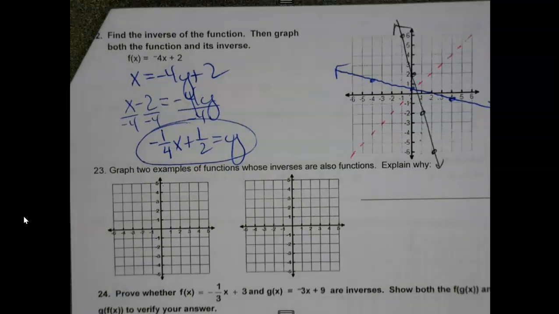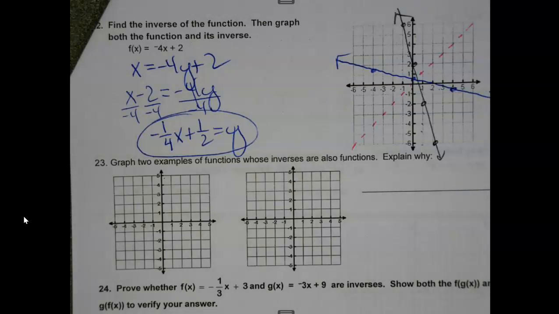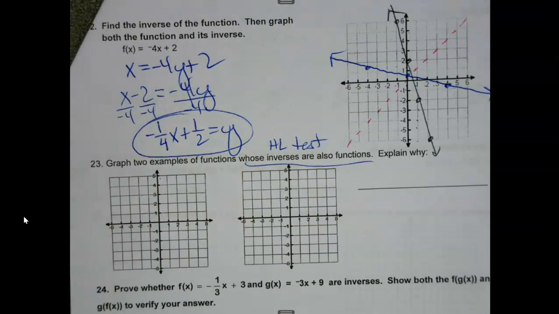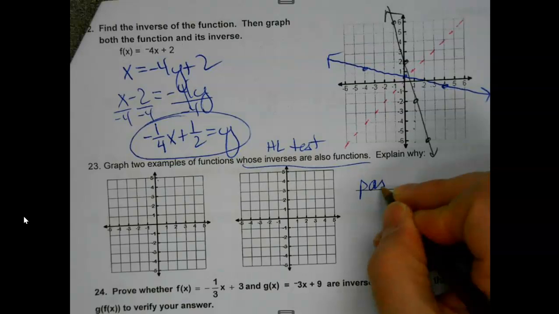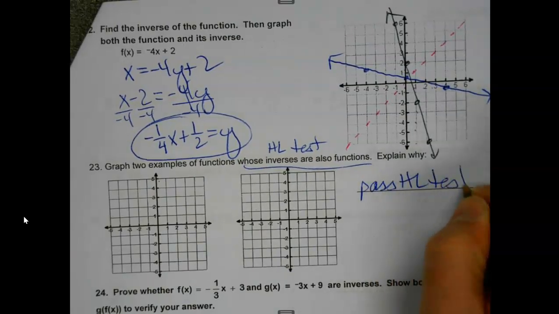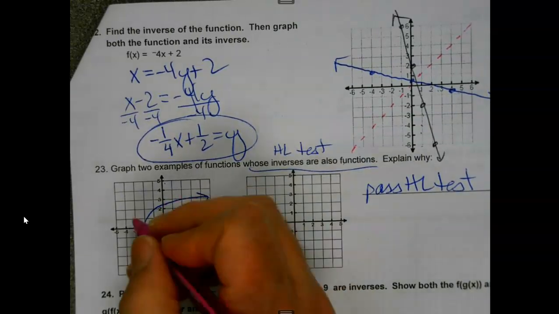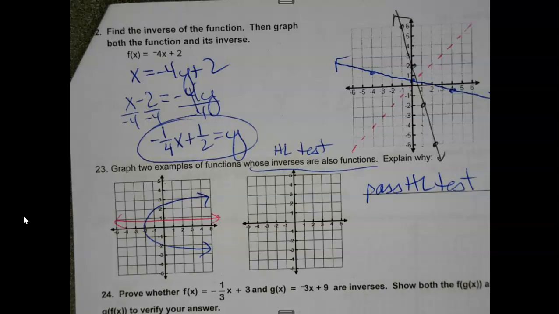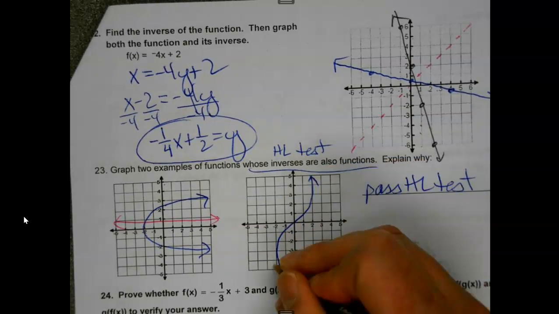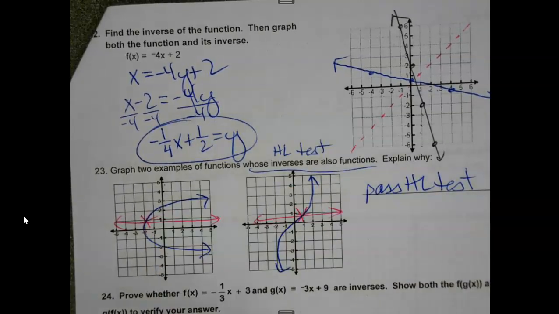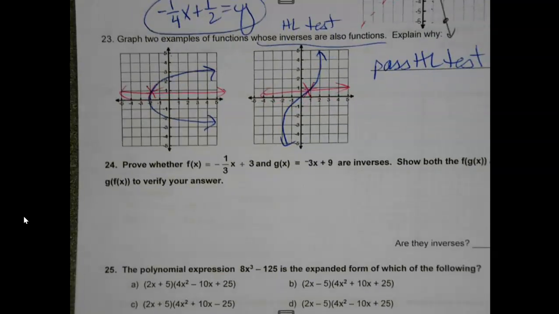Okay, graph 2 examples of functions whose inverses are also functions. That would be the explanation, pass horizontal line test. So again, I'm just making up stuff as I go. I can go through the middle, that would work. I go through that, I could go through the middle. Only goes through one point. If this parabola was this way and I went horizontal, that would not work. I would have to be a little more cautious.